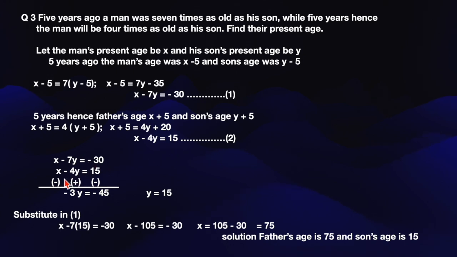Write down the equation. Easily you can eliminate this x variable. You just have to change the sign. So plus becomes minus, minus becomes plus, plus becomes minus. Okay, this becomes 0. Minus 7y plus 4y is minus 3y. Minus 30 minus 15 is minus 45. Therefore, y is equal to 15. Substitute this in any one of the equations and solve. You'll get x is equal to 75. So, father's age is 75 and the son's age is 15.